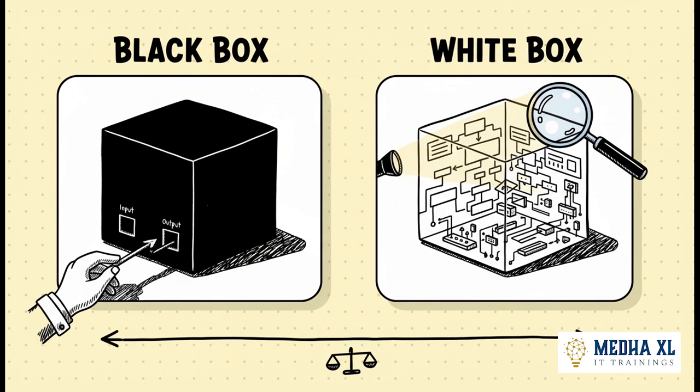Now, white box testing is the total opposite. Here, the tester is like a mechanic with the car's hood wide open. They can see all the internal code, the logic, the pathways, and they design tests to make sure every single line of code is doing exactly what it's supposed to. So you can think of it like this. Black box is about the what, and white box is about the how.